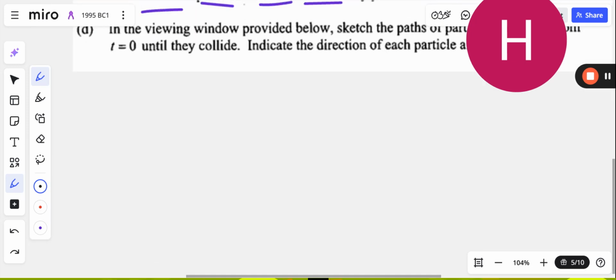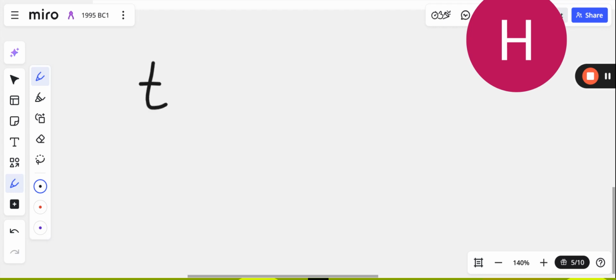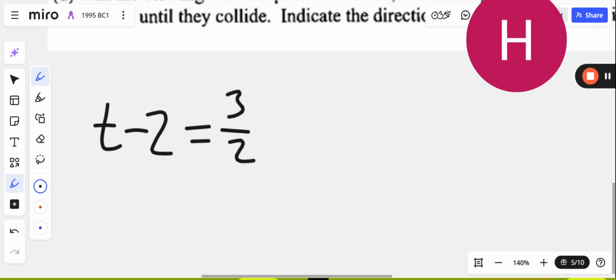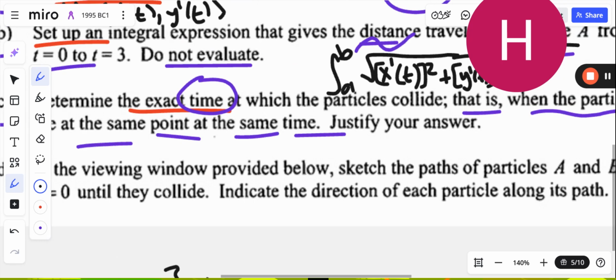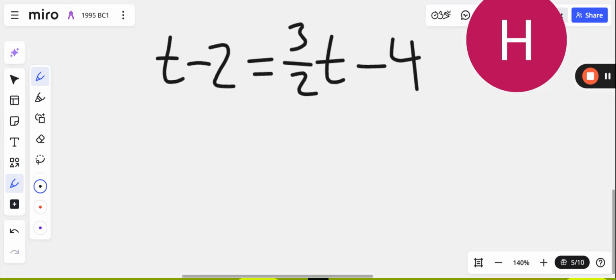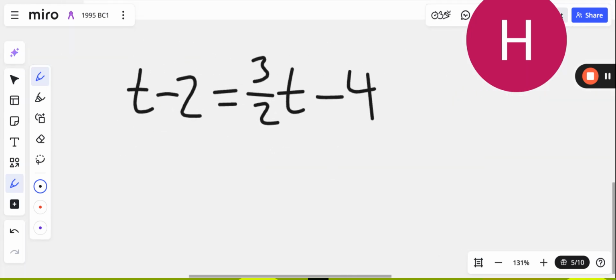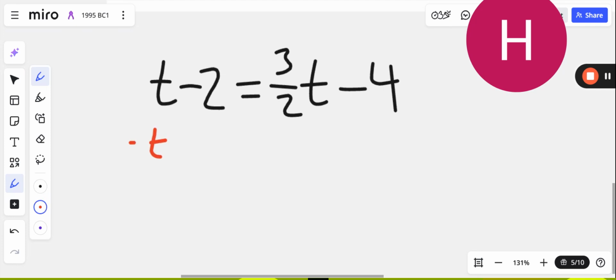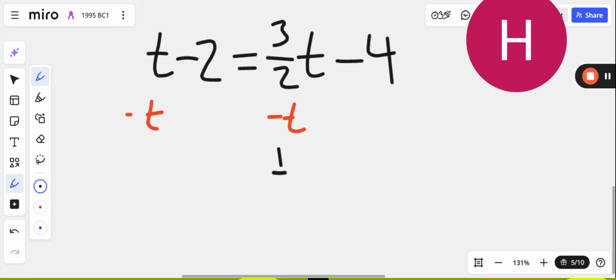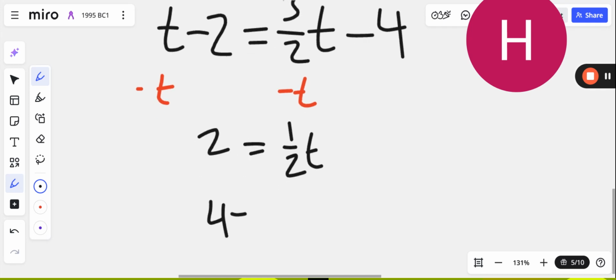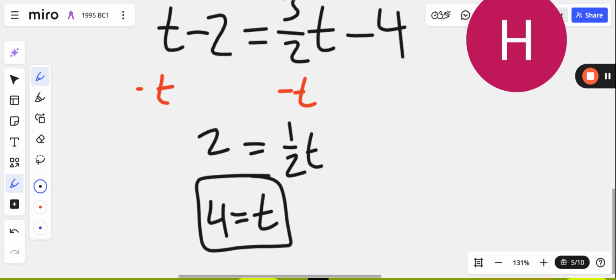So let's set the x from particle A, which is t minus 2, equal to the x coordinate for particle B, which is 3/2 t, what was it, minus 4? I should have paid attention, yeah. Okay, so this is basic algebra. I'm not even really going to explain too much about what we're doing. It is 1/2 t equals positive 2, multiply both sides by 2. Oops, 4 equals 2, yeah, that makes sense. T equals 4, so that's when the x values are equal.